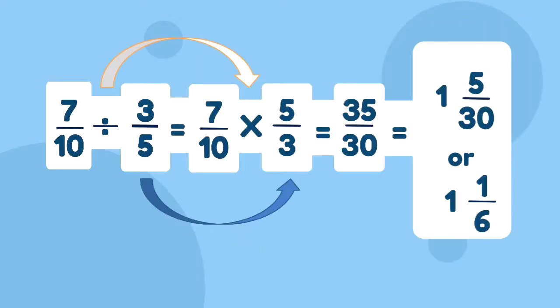Here is another example. 7/10 divided by 3/5. Our divisor is 3/5. We will change it to its reciprocal so it becomes 5/3. We also change the operation into multiplication. Multiplying the numerators and denominators, the answer is 35/30. We should always remember to change the answer into simplest form if necessary. 35/30 becomes 1 and 5/30 or 1 and 1/6.